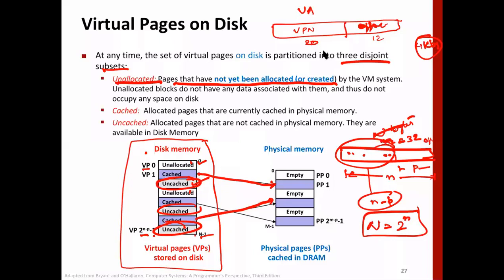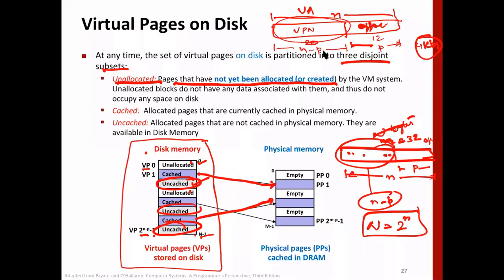So this is what we call P, the page size, represented by P bits, and the overall virtual address is n bits. Then the VPN will be of size 32 minus 12, that's 20, which is nothing but n minus P bits. The VPN points to one page in virtual memory.